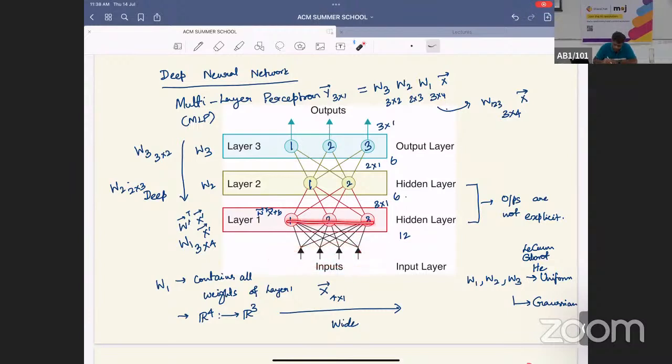And the first one, whose weights are not visible to us, these neurons are not visible to us. So this is called a hidden layer, right? And the next one is also a hidden layer. And the next one is layer 3, which is the output layer, from where we are going to draw the outputs. Now let's come to the dimensionalities.